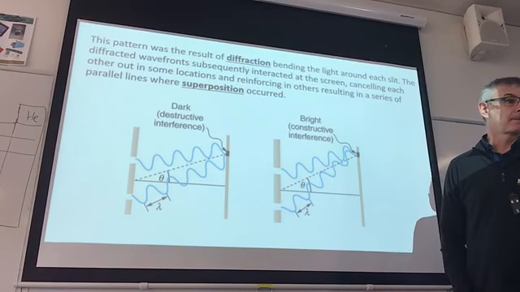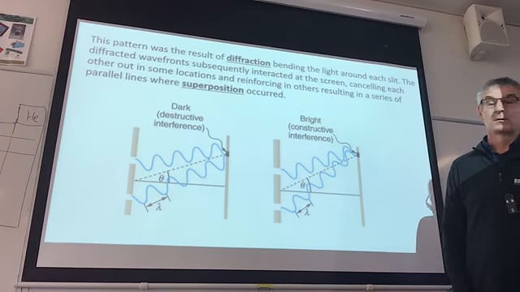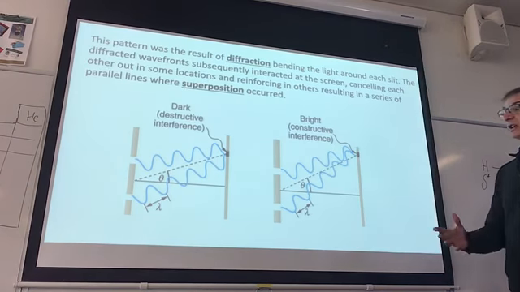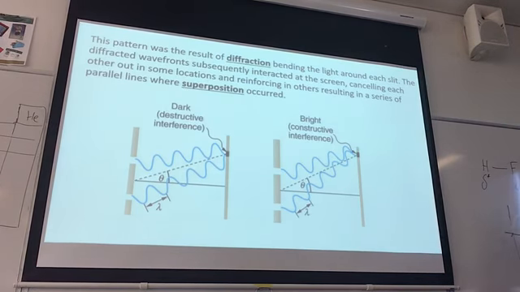Will we be needing to do calculations like last year? Well, we're not dealing with waves in particular. We're using it from this point of view to describe evidence for light being a wave.